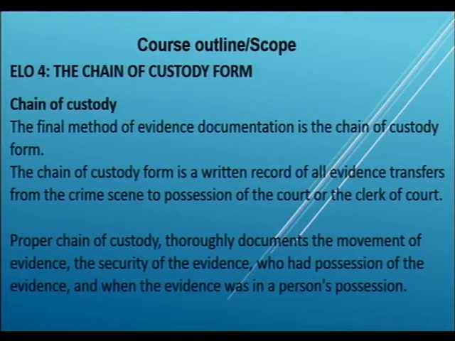The chain of custody form. The chain of custody, the final method of evidence documentation, is the chain of custody form. The chain of custody form is a written record of all evidence transfers from the crime scene to possession of the court or the clerk of court. Proper chain of custody thoroughly documents the movement of evidence, the security of the evidence, who has possession of the evidence, and when the evidence was in a person's possession.